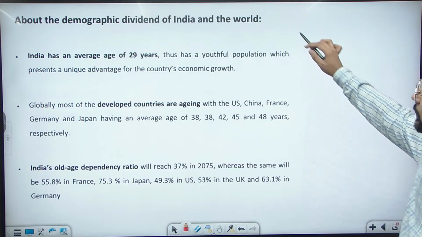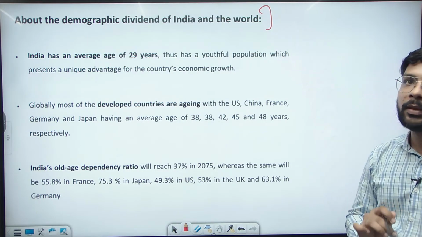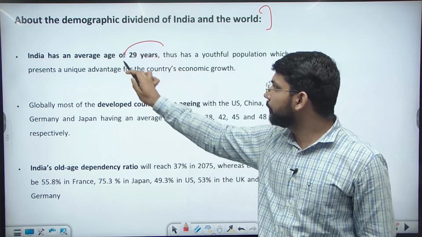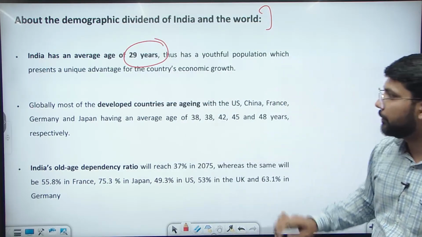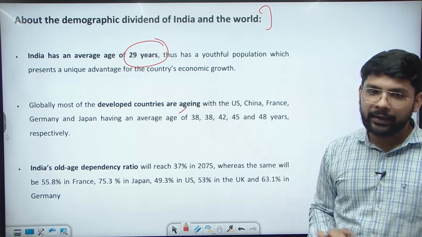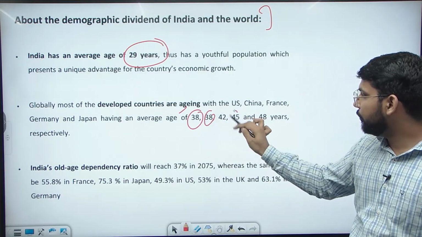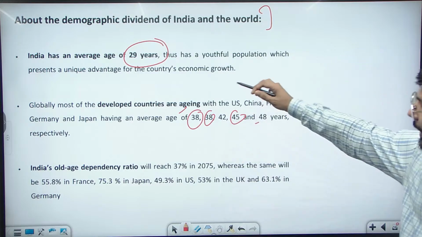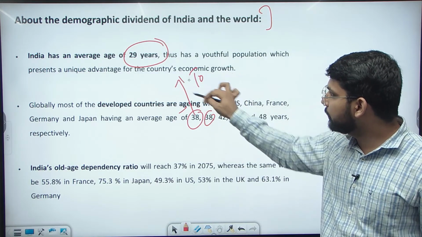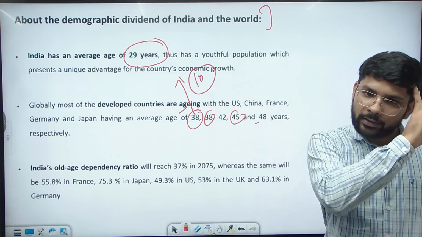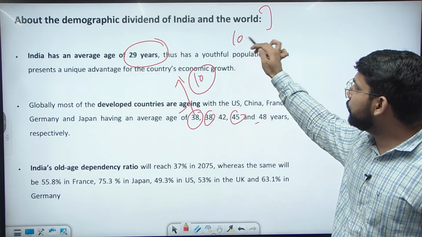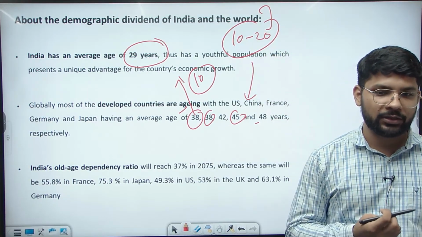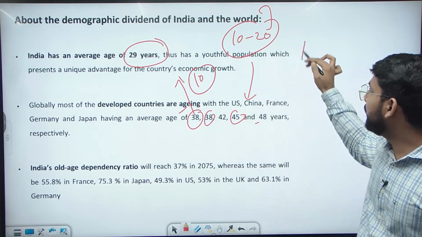First is about the demographic dividends of India and the world. India has an average age of 29 years. And the most developed countries have an average age of 38, 40 to 45, 48, like Germany, Japan, US, China and France. Means our age group is almost 10 years smaller than the other countries. Means we can grow in the next 10 to 20 years multiple times than these countries because of our demographic dividend structure. But there is a term and condition applied.